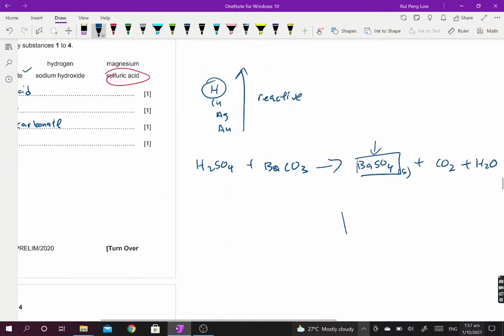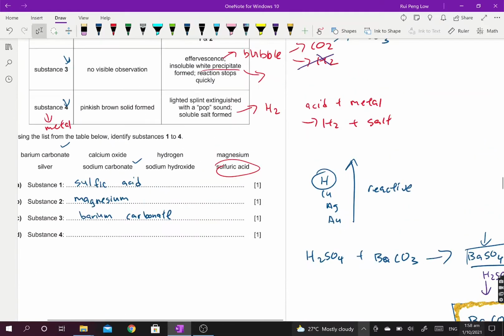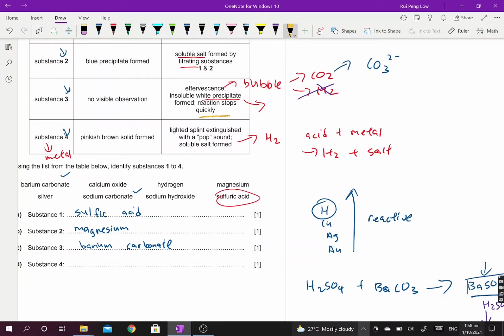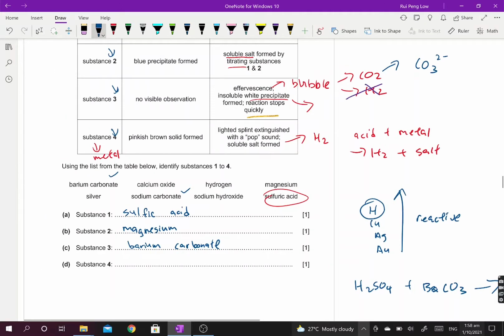Okay, so what happens is that, let's say I have a piece of barium carbonate, and the sulfuric acid comes in contact with this. It actually forms a layer. I hope I can draw something like a layer. A layer of white PPT, and this layer is actually barium sulfate, and hence once you have covered the surface of barium carbonate, the reaction stops, which explains why the reaction stops quickly. Okay, and hence we have barium carbonate.